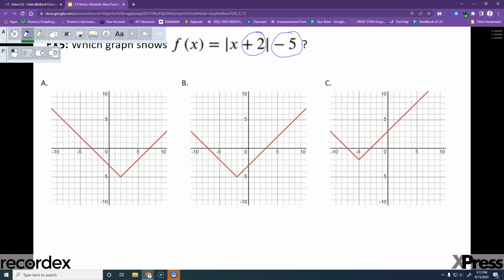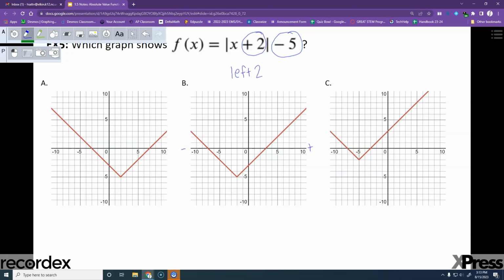This plus 2 is a horizontal shift to the left or to the right. Remember, on the inside of the bars, we go the opposite direction. So positive is over here, negative is over here. We're going to go opposite direction, which will be left 2.